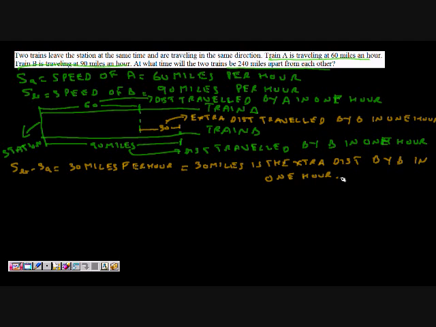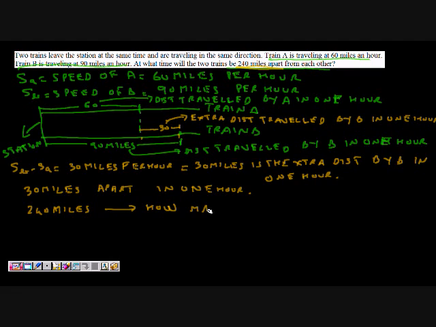Now consider this. We know that in 1 hour, train B travels 30 miles extra. We're supposed to find out when these two trains are apart by 240 miles. So what this means is that in 1 hour, these two trains are apart by 30 miles. So if they're supposed to be apart by 240 miles, then how many hours is that going to be?